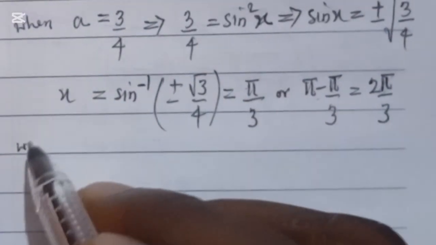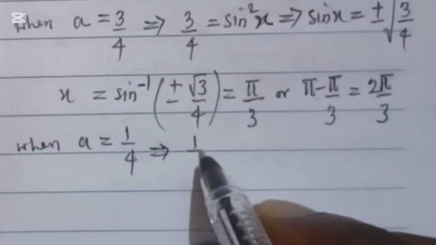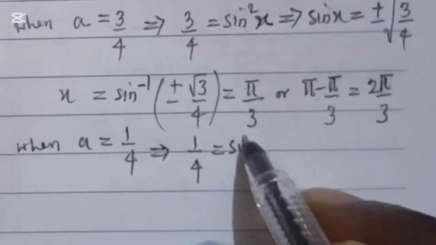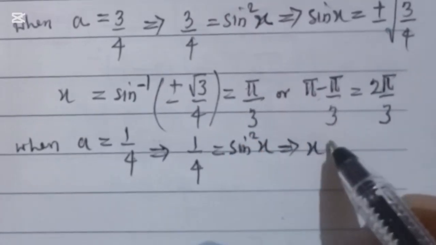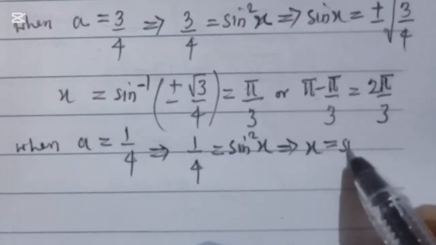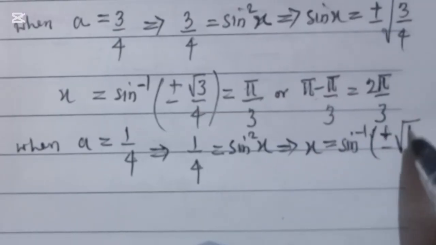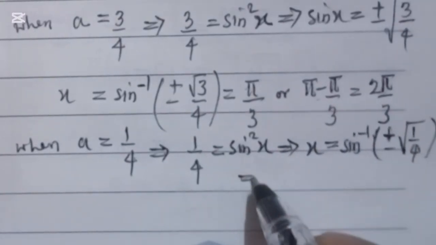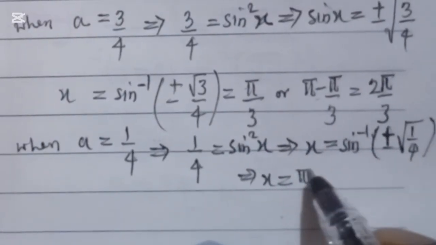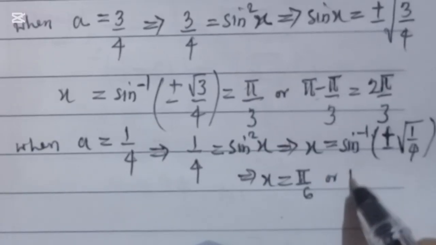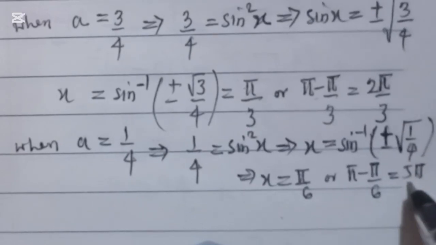What about when a is equal to 1 over 4? When a is equal to 1 over 4, this implies that 1 over 4 is equal to sine squared x, and the same logic, we take the square root of both sides. x becomes the arc sine of plus or minus the square root of 1 over 4. And when we evaluate this, we get the value of x for the positive side to be pi over 6, and then the second value is going to be pi minus pi over 6, which is equal to 5 pi over 6.